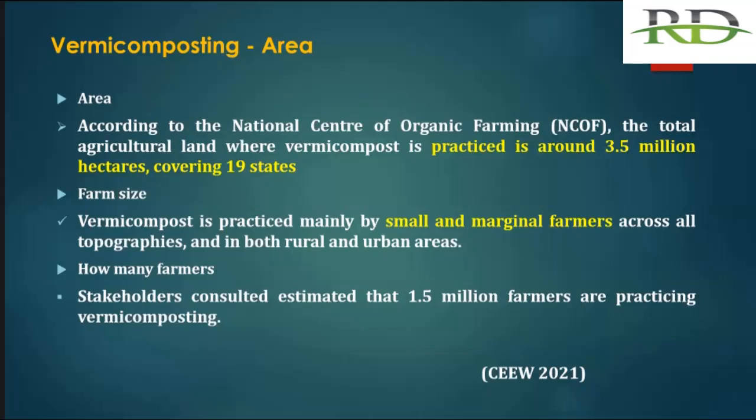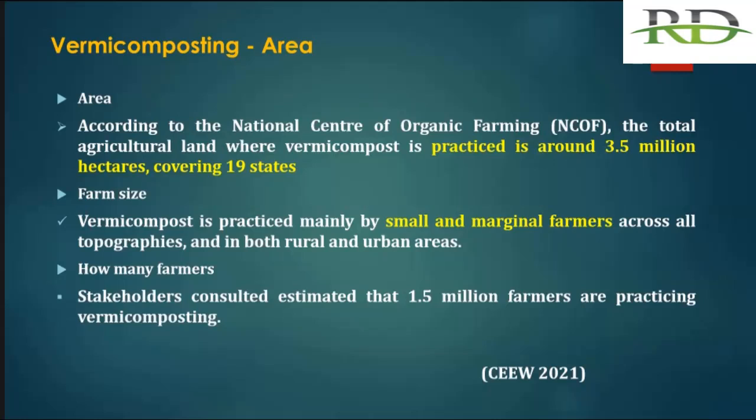Then how many farmers in India practice vermicomposting? There is no information on the number of farmers adopting it, but some stakeholders consulted estimated that 1.5 million farmers are practicing vermicomposting. This information is given by the Council on Energy, Environment and Water, 2021.